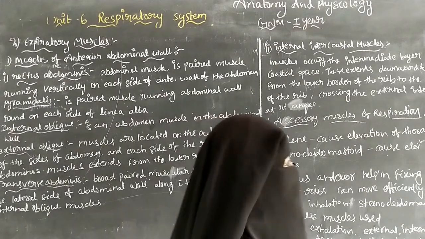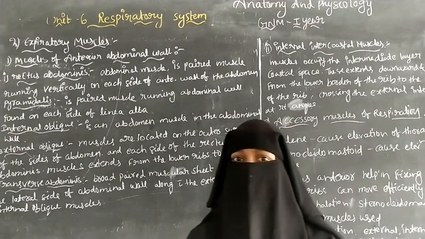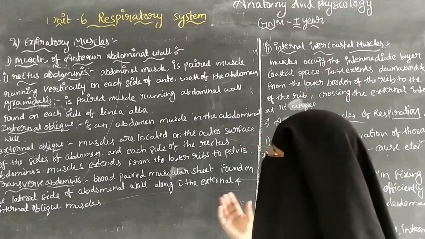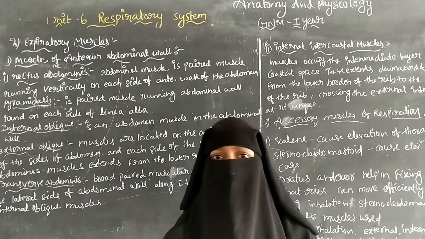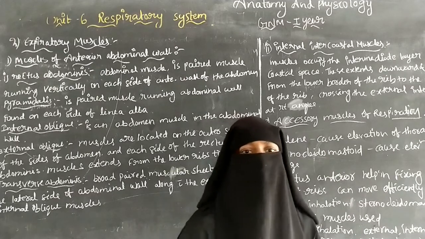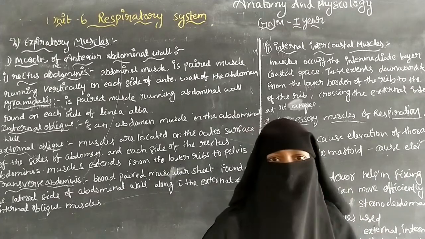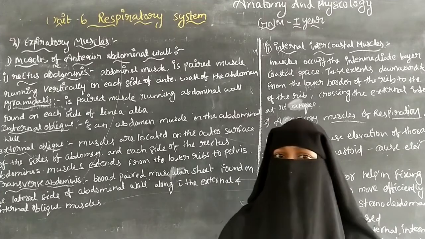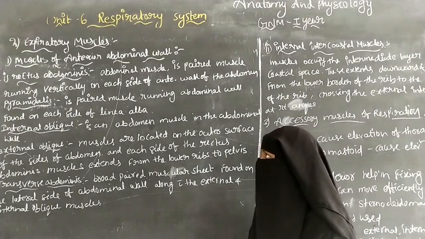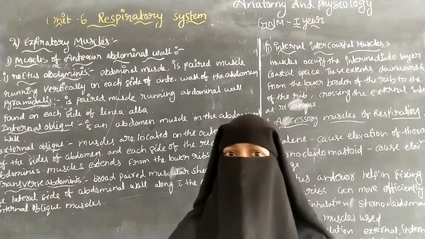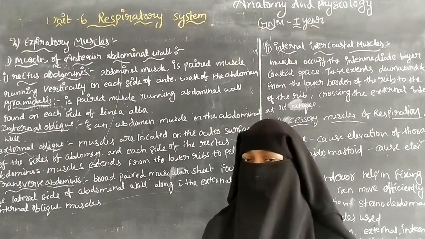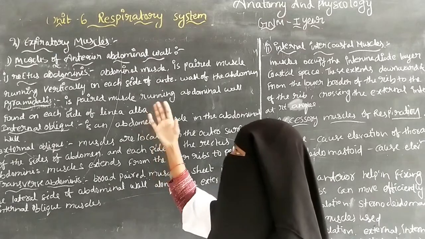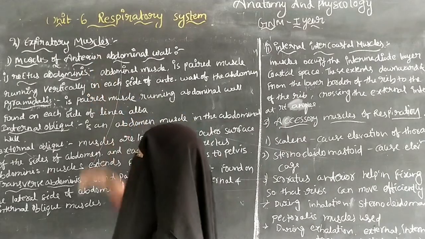So there are three types of muscles involved in the respiratory system: the inspiratory muscles, the expiratory muscles, and the accessory muscles for respiration. Last class we saw the inspiratory muscles, which include the diaphragmatic muscles and the external intercostal muscles. Today we are going to discuss the expiratory muscles.